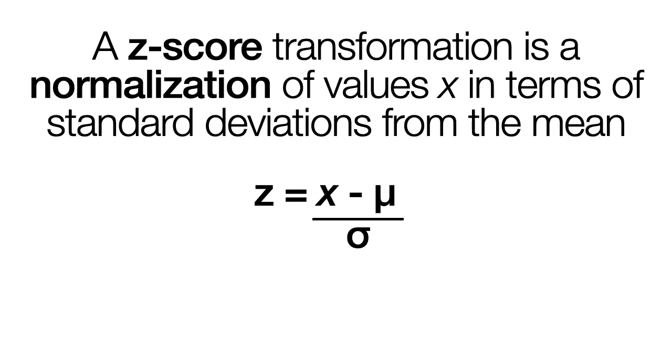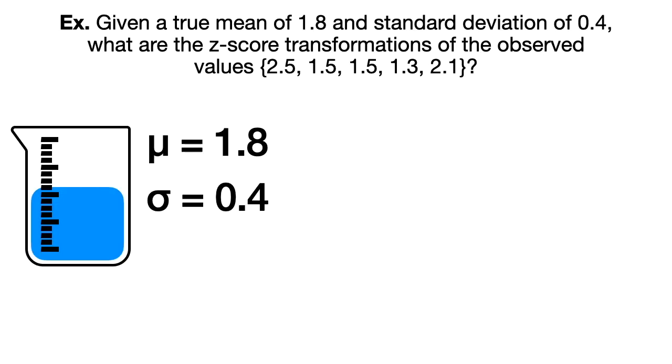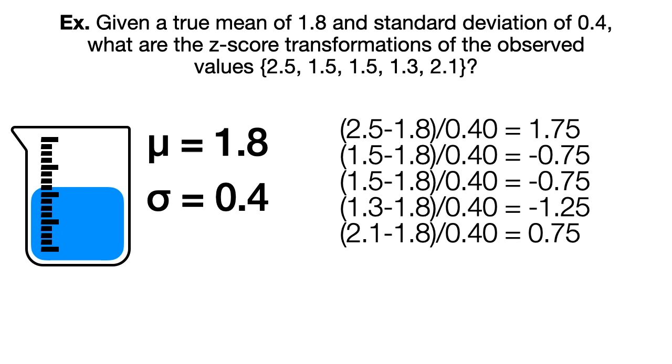The z-score transformation is a normalization method that places values x of the random variable in terms of standard deviations from the population mean. If I tell you that the true mean and standard deviation of the solution are 1.8 and 0.4 respectively, then we can calculate the z-scores of our observed values in this manner.